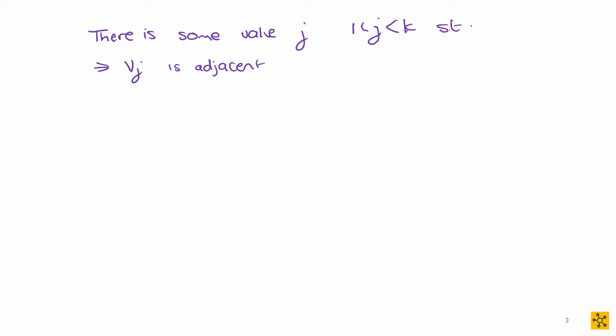It's saying there is some value, and we're going to refer to this value as J, where J is between 1 and K, such that there is kind of like this overlap that's occurring. In other words, Vj is adjacent to your Vk, and your Vj plus 1 is adjacent to your V1. Because remember, we're looking for a cycle.